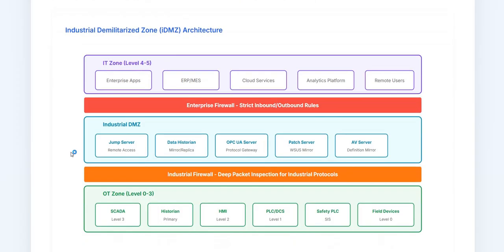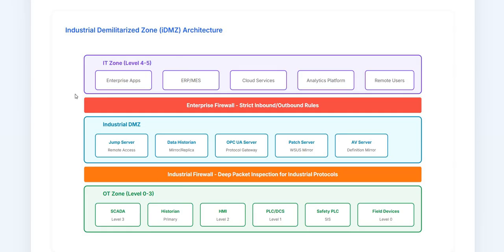Okay, now look at that. Industrial Demilitarized Zone, or IDMZ. What's happening here? This IDMZ pattern is the most common starting point in real plants. And the logic is simple. Business systems and production systems never talk face to face. They always speak through a controlled middle zone.